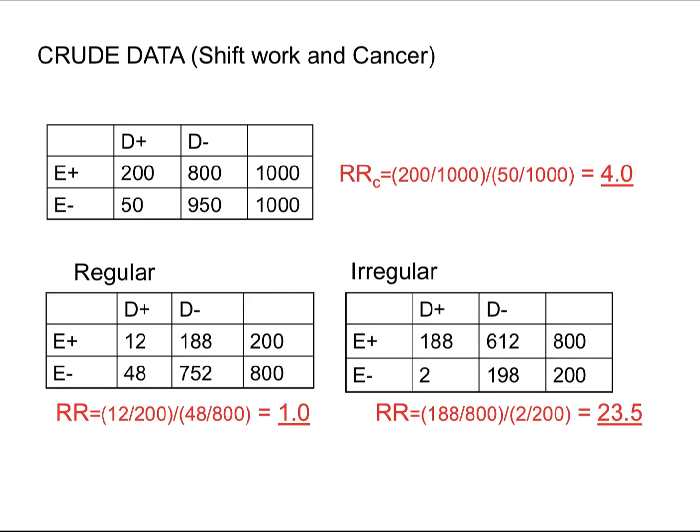This shows example data looking at the relationship between shift work and cancer. The crude risk ratio for the association between the exposure and cancer is 4, but when stratified by regular or irregular shift work, the risk ratio is much higher for the irregular group compared to the regular group. So the irregular group has a risk ratio of 23.5, while the regular group has a risk ratio of 1. So this suggests effect modification.